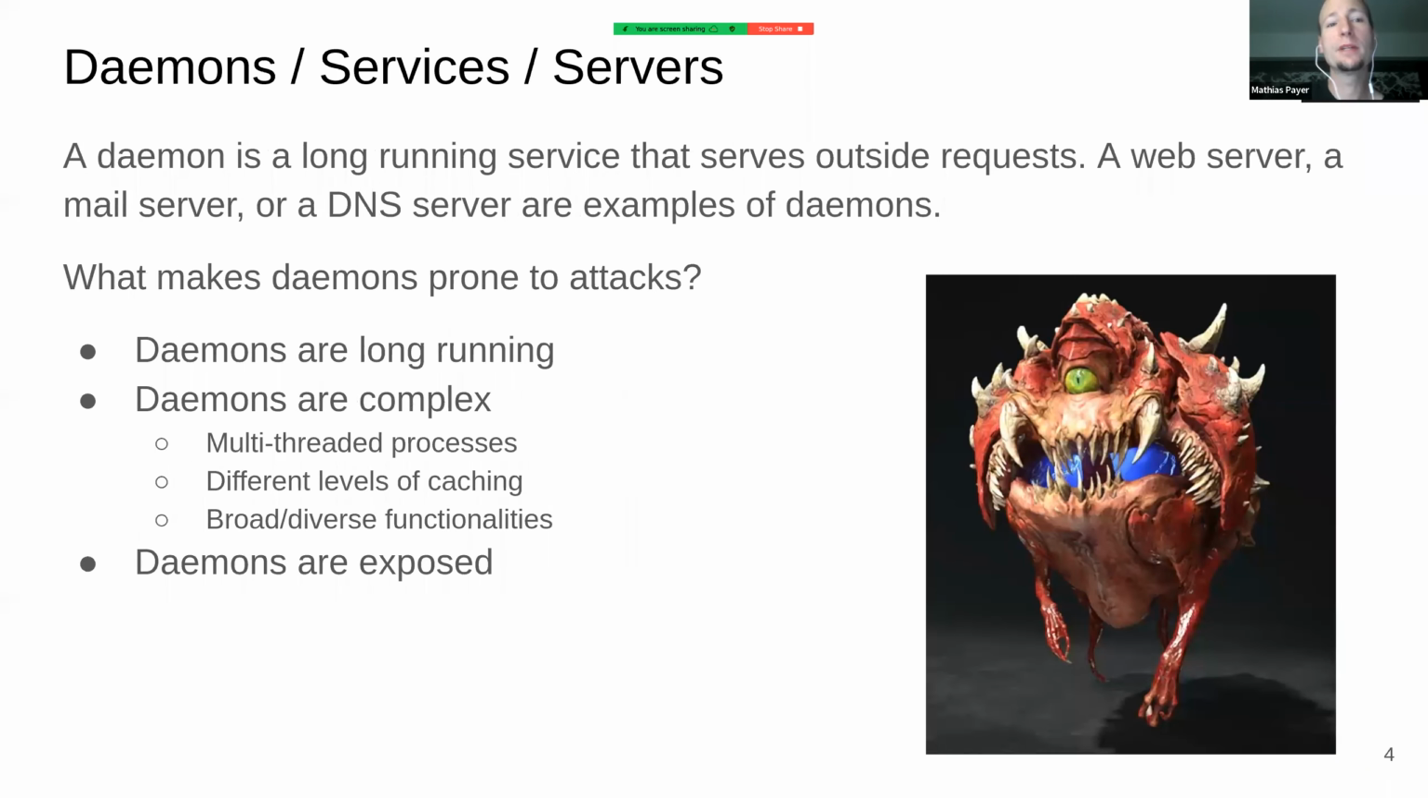So daemons or services or servers are the programs that provide access to different kinds of internet services, right? A daemon is just a long-running service that serves outside requests. A web server is a daemon, a process that listens on a network port that allows outside interaction and serves individual requests. This can be a web server, a mail server, a DNS server, or whatnot.